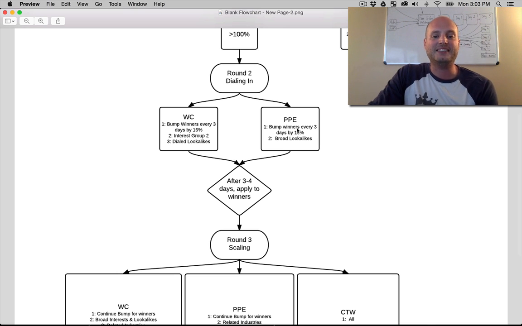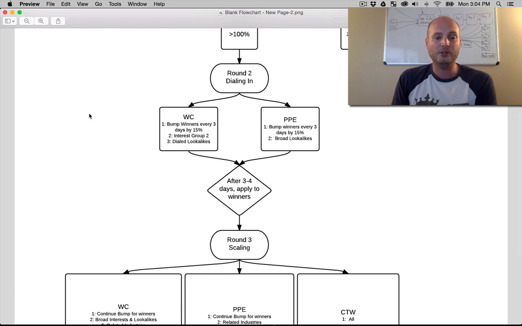Now on the PPE side, we're going to do that same lookalike system, but we're not going to use the interest. We'll just use the straight lookalike, which is much larger, much broader, but with the page post engagement ad, it gets them interacting there. Now also with the winners, same thing. You're bumping winners every 3 days by 15%.